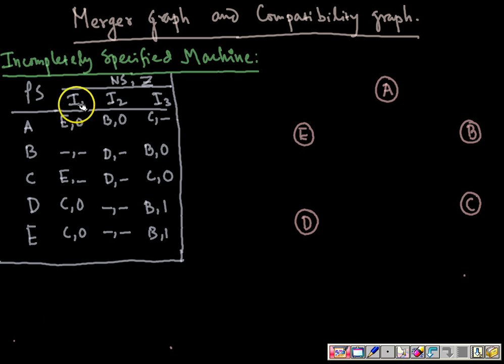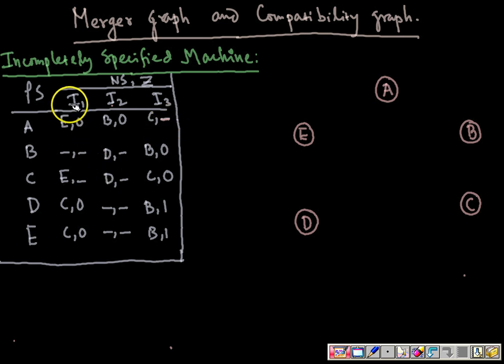Here you can see that in this example, against the inputs I1, I2 and I3, the output is not available for this particular case. Against I3, if you are in state A, the present state is A, and you are giving input I3, then the next state is C obviously, but the output could be anything. It could be either 0 or 1.